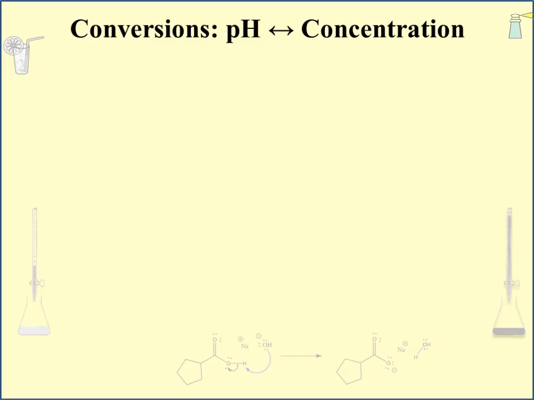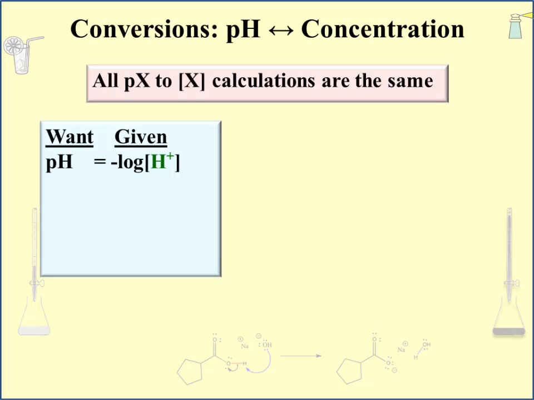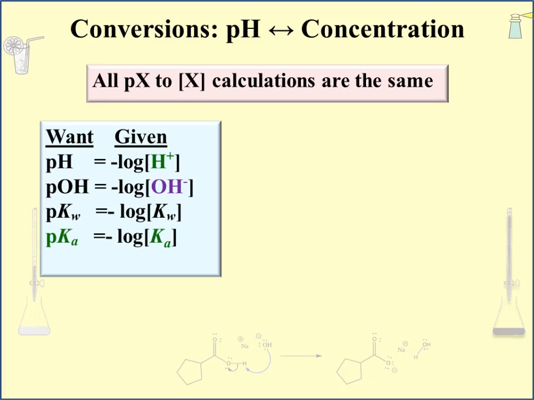While pH is the most common form of power calculations, all power calculations are done the same way. That includes wanting a pH from the negative log of a given hydrogen ion concentration, pOH from a given hydroxide concentration, the pKw from the Kw, a pKa from a Ka, or a pKb from a Kb. These are all negative log calculations.